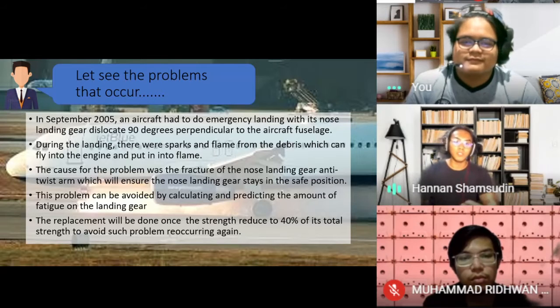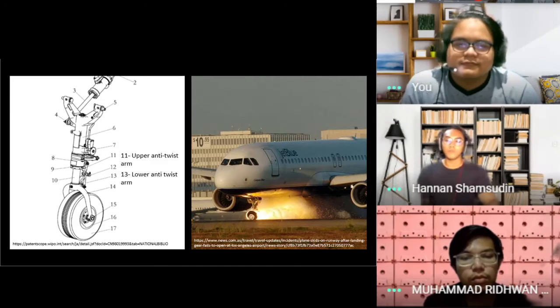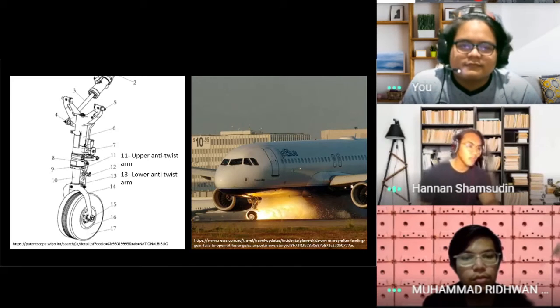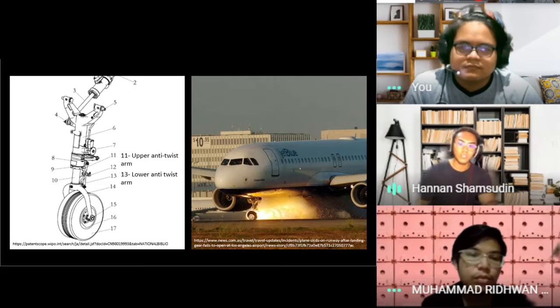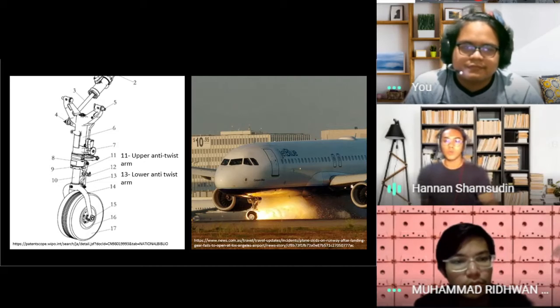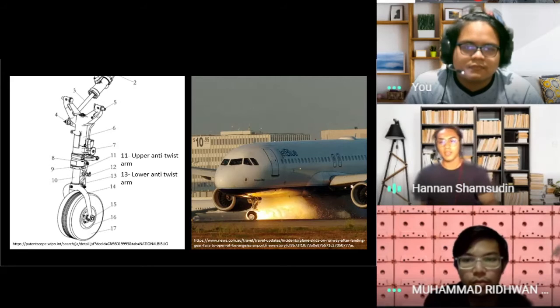This reminds me of another theory that we learned from the material and process class, which is that fatigue is a process of continuous stress on an object until it reaches its maximum strength that could potentially damage the material. So this is what happened to the landing gear. This is where we get the idea from, right, Amirul?